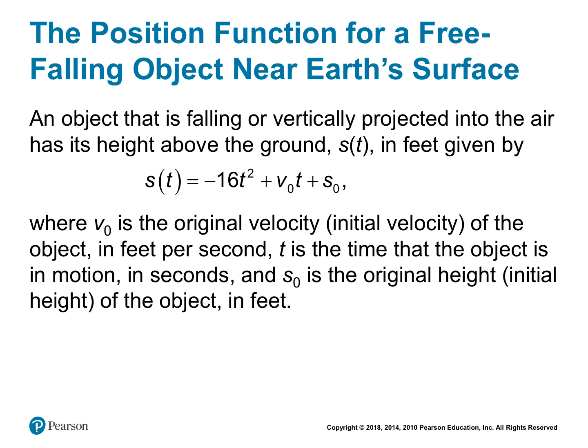We'll end with an application problem. So the position function for a free-falling object near Earth's surface. So here's a formula we can use for it. An object that's falling or vertically projected into the air has its height above the ground, s of t, in feet given by this formula. And then it tells you what each of those letters stands for.